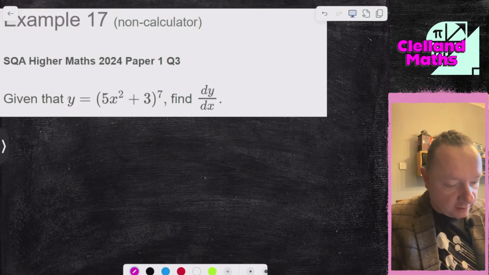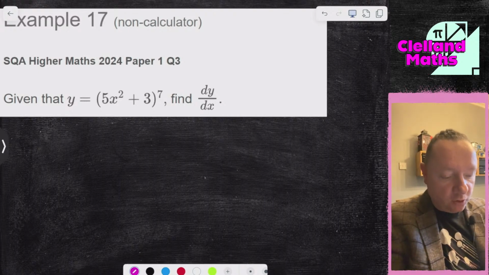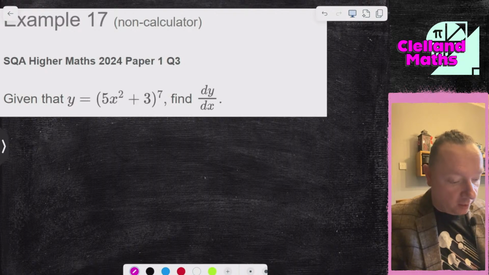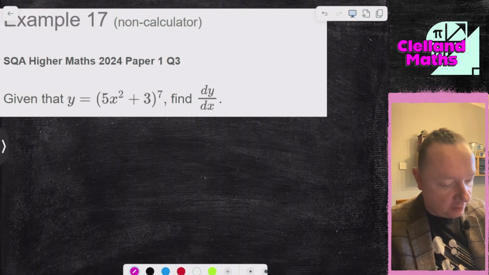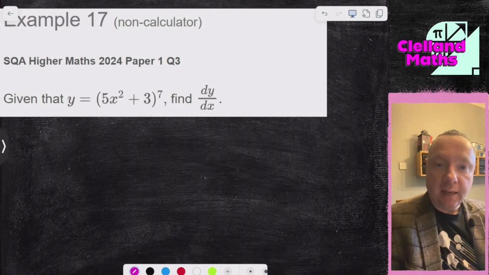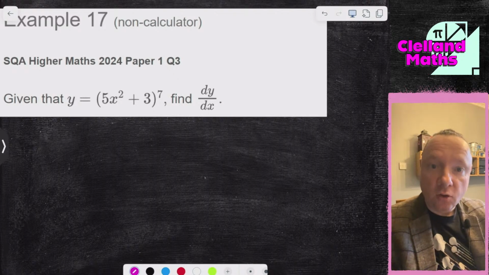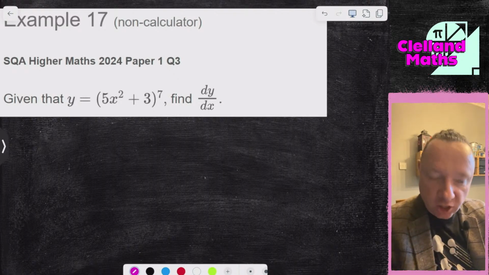Okay, welcome back. So we're on example 17 now. SQA Higher Maths 2024 last year, paper 1, question 3. Given that y is 5x squared plus 3 to the 7th, find dy by dx. So this is a chain rule. Remember, you have to break the chain.